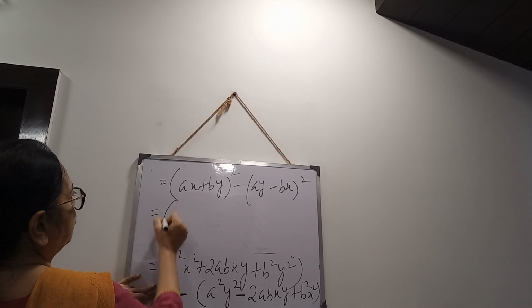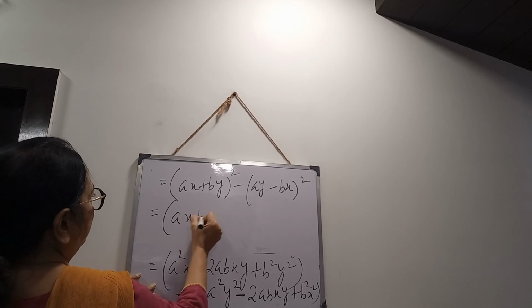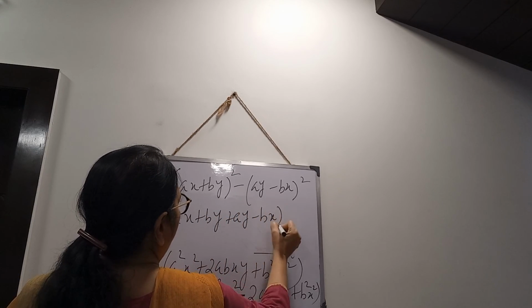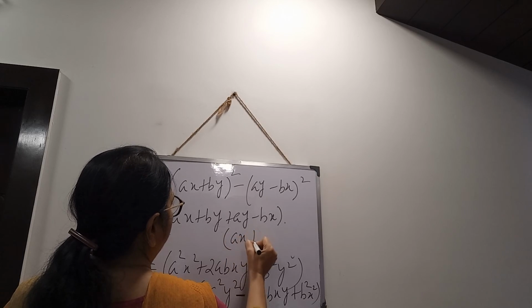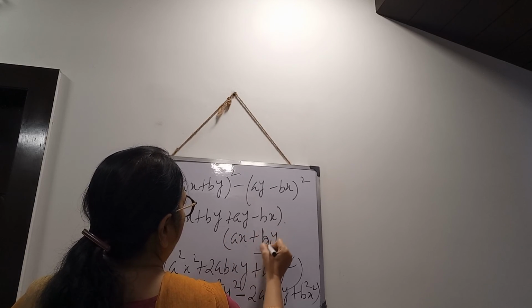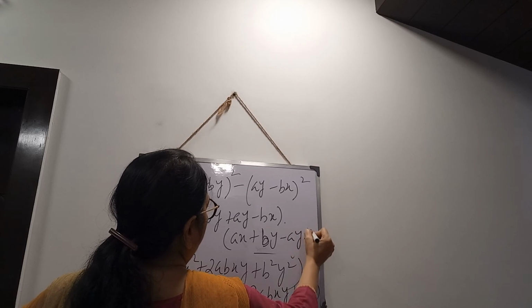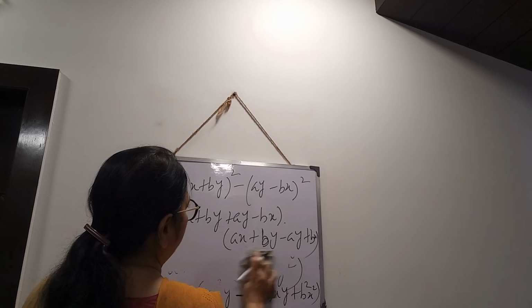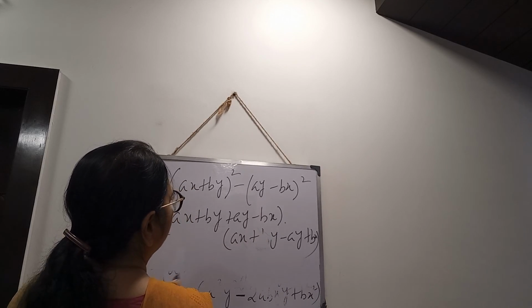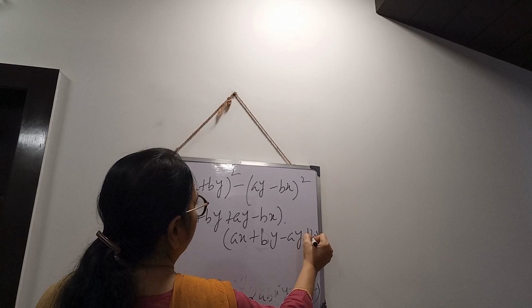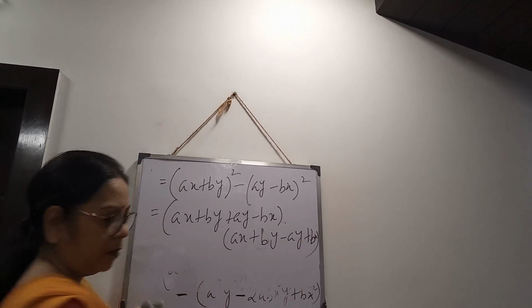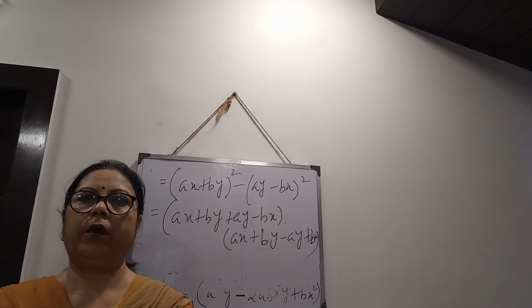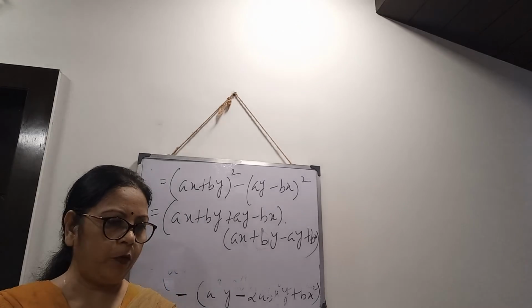Again it is a square minus b square form, so a plus b into a minus b. So these are our factors. Clear? You will solve this type of sum from your book.